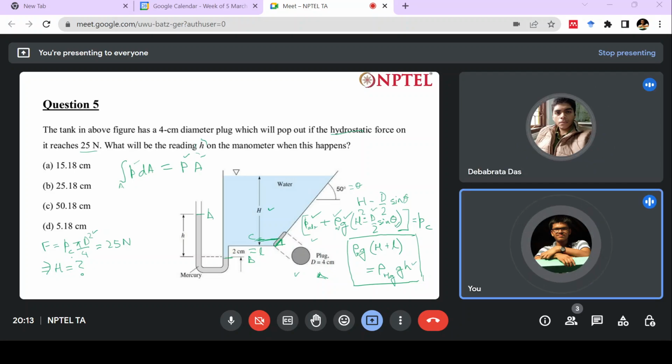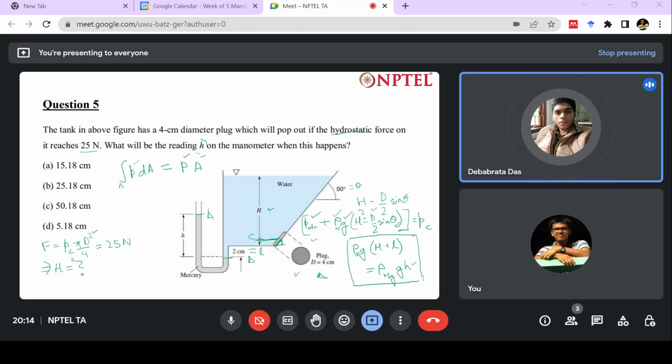From here, after calculating capital H, what we will do? It's easy. We will put that in the rho g h plus L equation, and then we will get the value of small h, because L is given.